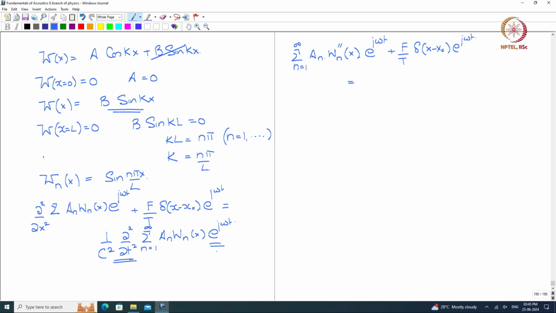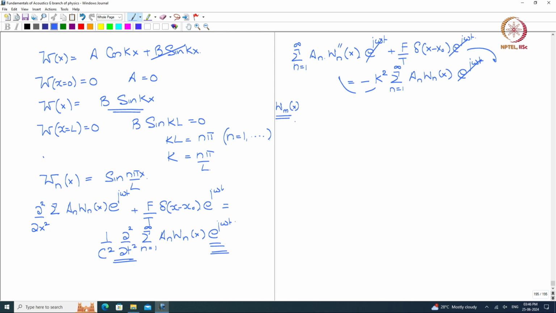to, time derivative acting on this gives me minus omega square. So minus k square summation n a n w n of x e to the power j omega t. Now I cancel e to the power j omega t because it never goes to 0. Okay, I will bring this term to this side and the forcing to the other side. Then I will multiply by w m of x, a different index.